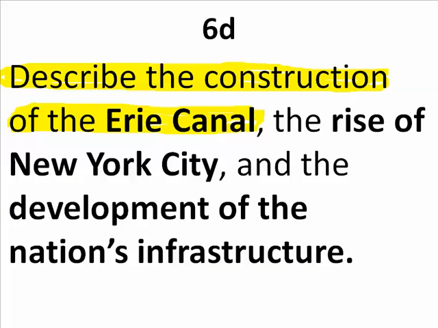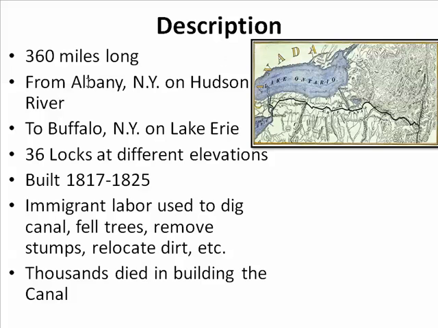Okay, so let's describe the construction of the Erie Canal first, because that's what it says. Describe the construction of the Erie Canal. The Erie Canal, after it was completed, was 360 miles long, and it started at Albany, New York on the Hudson River, and it went all the way to Buffalo, New York on Lake Erie. So it's going to connect the Hudson River to Lake Erie, the Great Lakes.